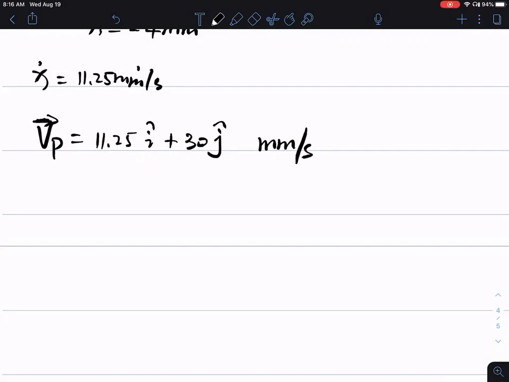Now we're done with the first part of this example, find velocity using the Cartesian coordinate system. Any questions before we move on to acceleration?